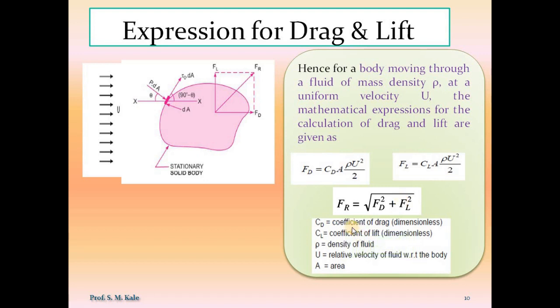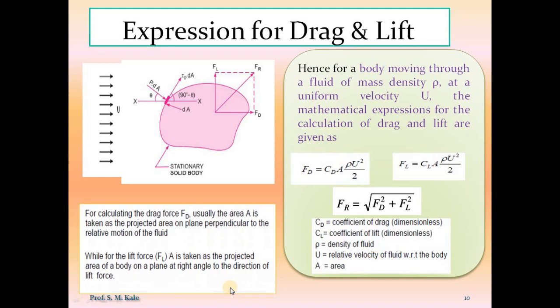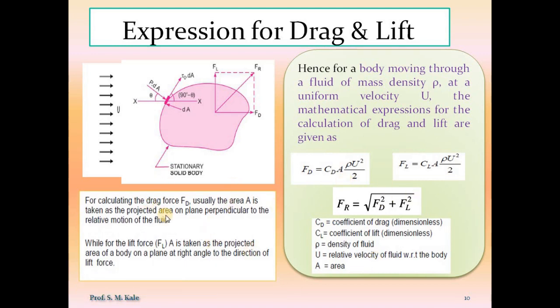In these equations, CD and CL are called the coefficient of drag and coefficient of lift, both dimensionless terms. Rho is the density of the fluid, u is the relative velocity of the fluid with respect to the body, and A is the area. While calculating the drag force, we usually take the area as the projected area on the plane perpendicular to the relative motion of the fluid, and while calculating the lift force, we take the area A as the projected area of the body on a plane at right angle to the direction of lift force.